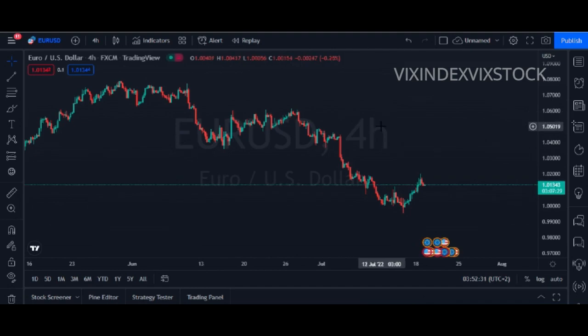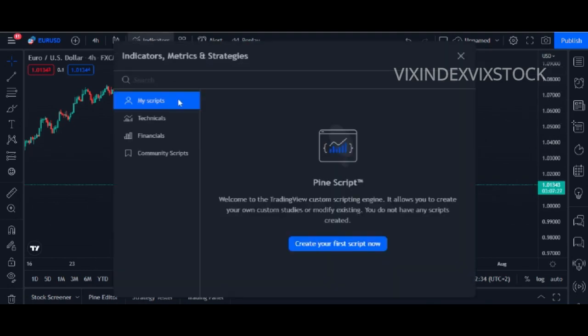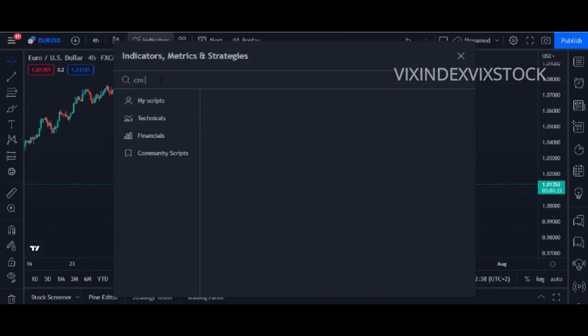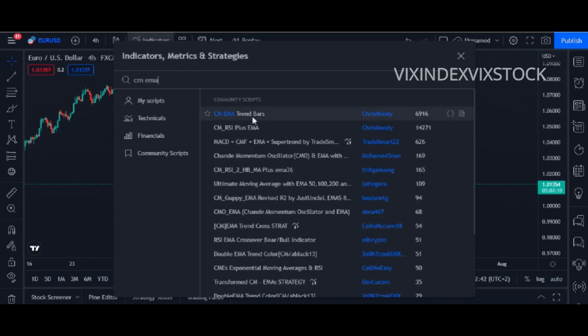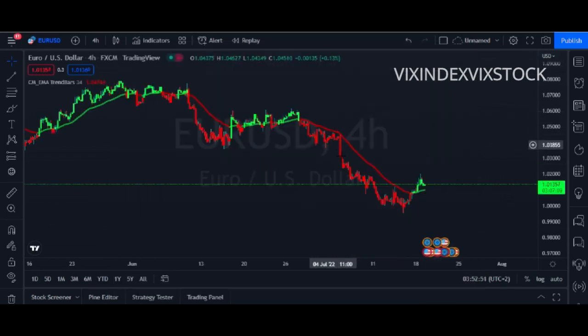So let's get on with the video. First of all, we are going to put back our indicator. It's CMEMA trend bars, the first one by Chris Moody. We're just going to click on there, and you can see it's now back on our chart.